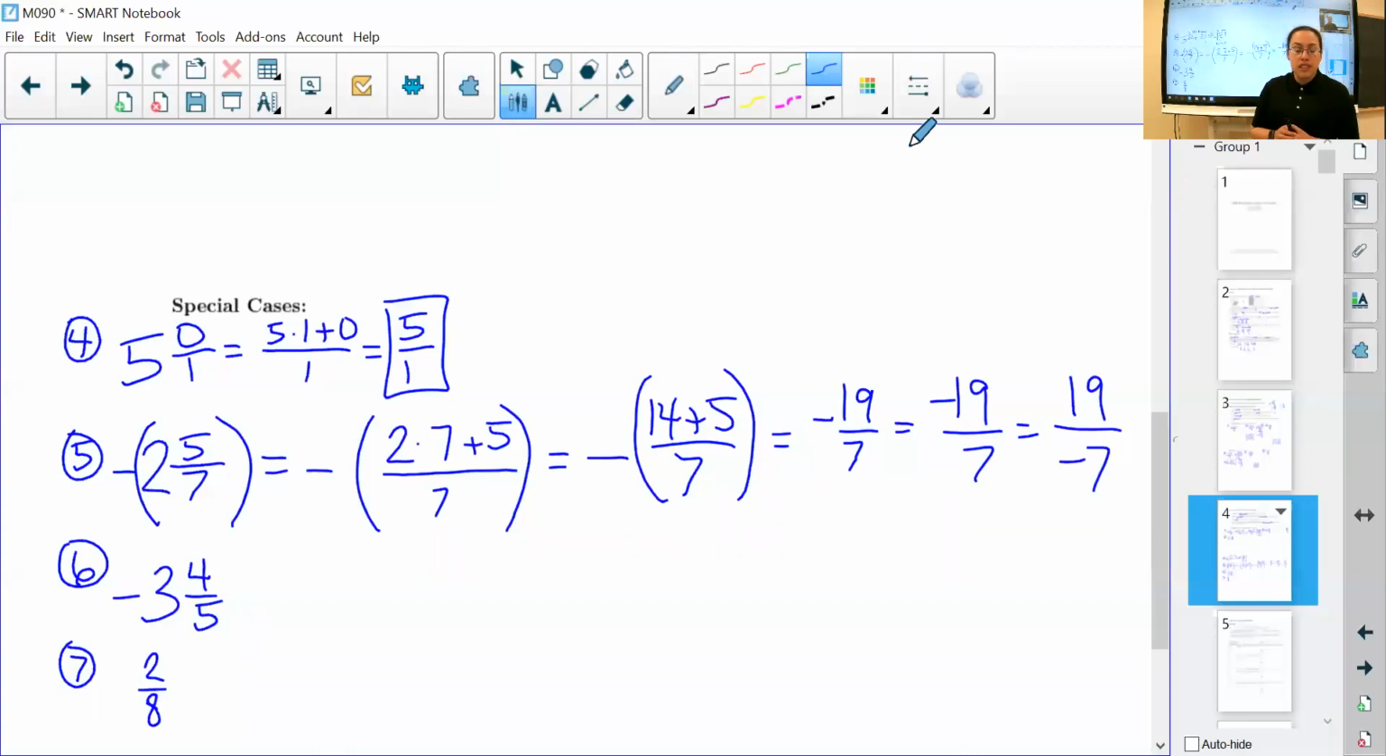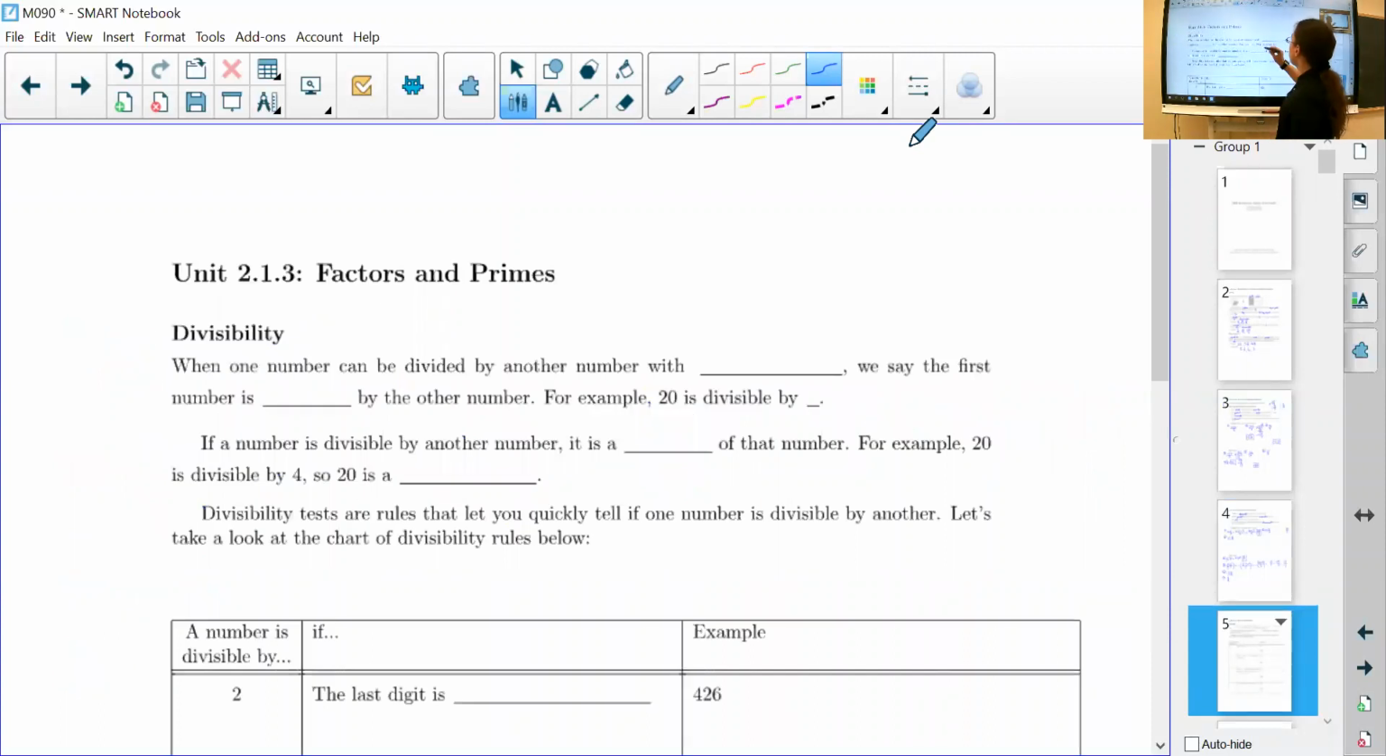This video is for pages 5 and 6, factors and primes. So if we could take one number and divide it by another number with no remainder, it goes in evenly.